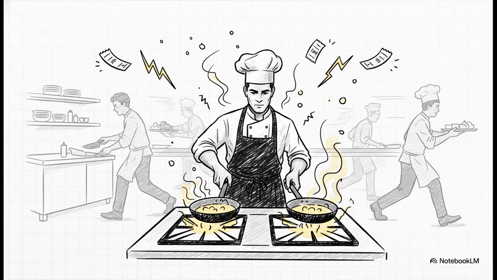So I want you to picture this. It's a Friday night. The place is absolutely packed. You can hear the sizzle of pans, see orders flying back and forth. It's what you might call controlled chaos. Now, how a restaurant manages that chaos is the secret to understanding everything we're about to talk about.